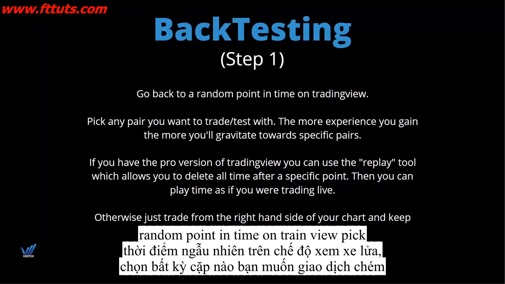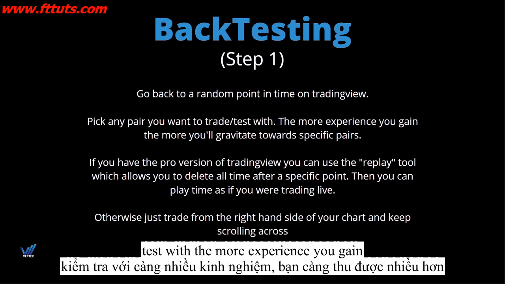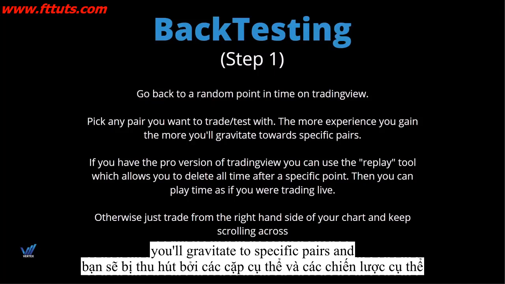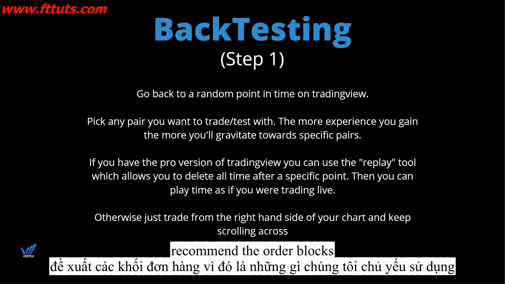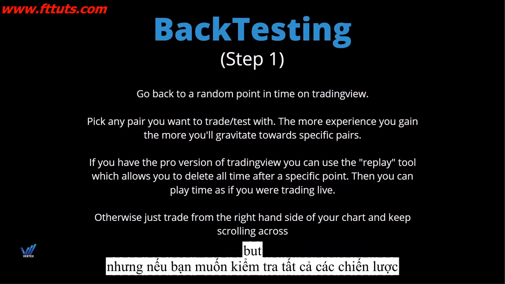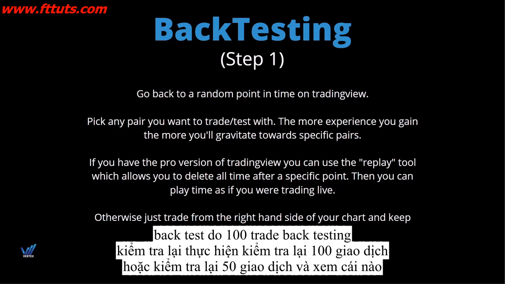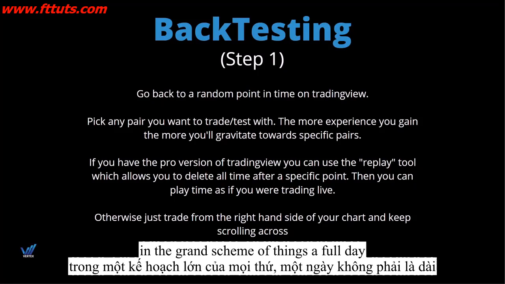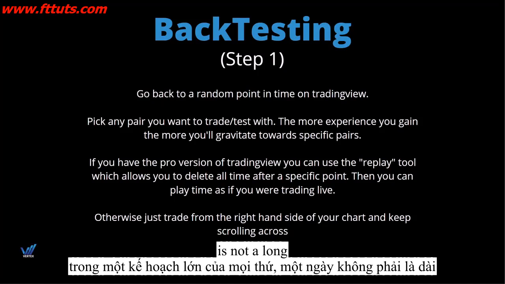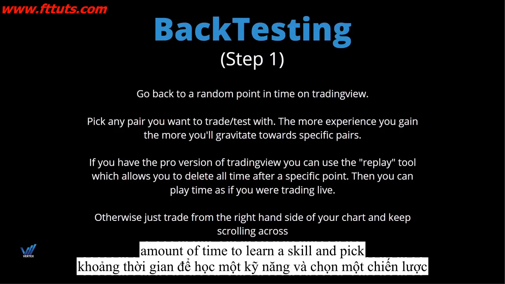So, step one, go to a random point in time on TradingView, pick any pair that you want to trade/test with. The more experience you gain, the more you'll gravitate to specific pairs and specific strategies. This is how you pick strategies. If you want to pick one to begin with, I do recommend the order blocks, as that's what we mainly use ourselves. But if you want to test all the strategies, backtest, do 100 trade backtesting or 50 trades backtesting, see which ones you like the most. It'll probably take you a full day, but in the grand scheme of things, a full day is not a long amount of time to learn a skill and pick a strategy.